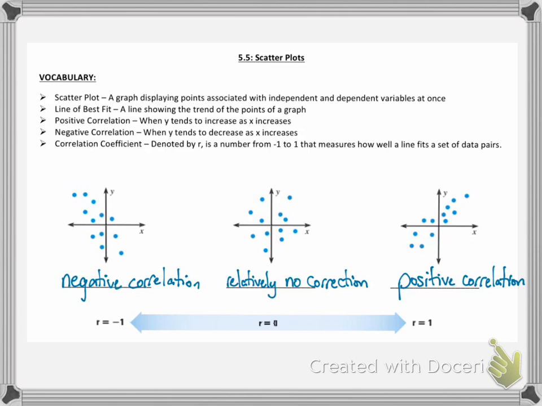I just need you to know basically if they're going downward, it's a negative trend. If they're going upward, it's positive. If they're kind of scattered all over the place, there's relatively no correlation.